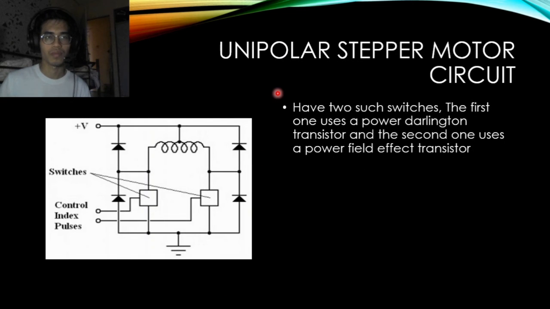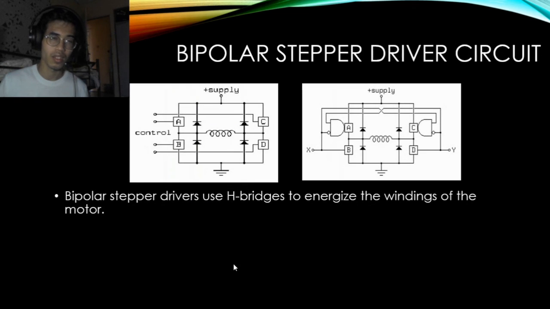Next is the unipolar stepper motor. It has two switches here. The first one is used as a Darlington transistor, and the second one is used as a power field effect transistor. Okay, next is the bipolar stepper driver. This diagram here, the bipolar stepper drive uses an H bridge to energize the winding of the motor.